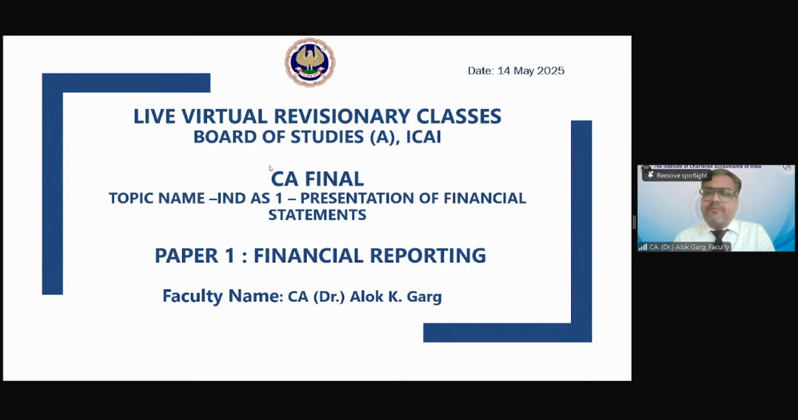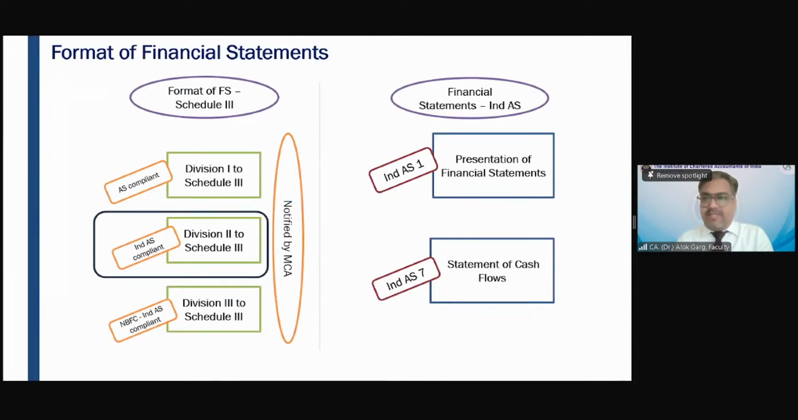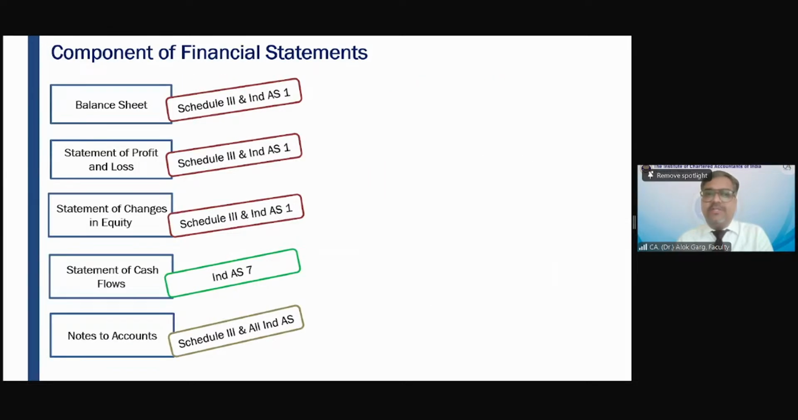So students, this Ind AS 1, the title is Presentation of Financial Statements. This standard is applicable to the financial statements, right? When I talk about financial statements, it includes my balance sheet, statement of profit and loss, statement of changes in equity, statement of cash flows and notes to accounts along with the explanatory information. Friends, the balance sheet shows you the statement of financial position, right? So Ind AS 1 prescribes what are the minimum line items on the face of the balance sheet.